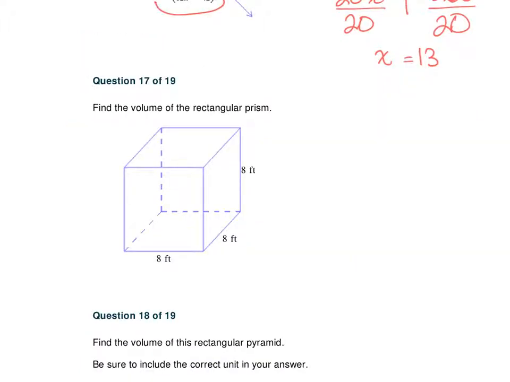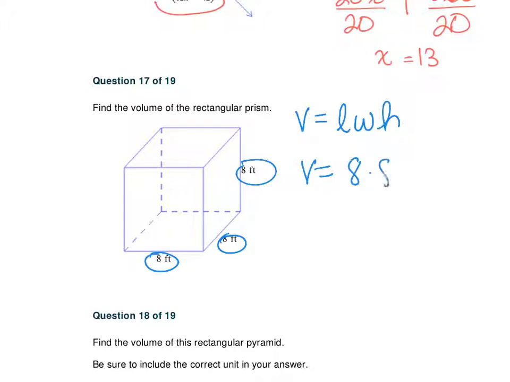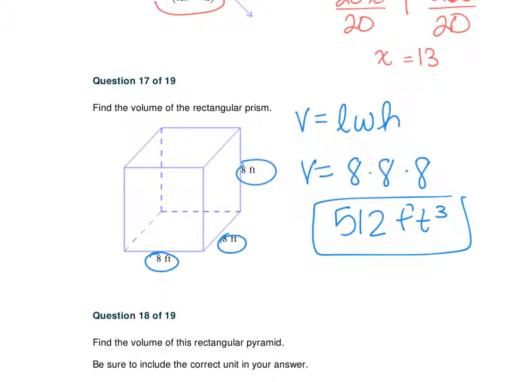Question 17 is asking us to find the volume of the rectangular prism. This formula is volume equals length times width times height. In this case, it doesn't matter what you use for the length, the width, and the height. It's all 8. So we're just taking 8 times 8 times 8. And that gives us an answer of 512 feet cubed because we are finding the volume.